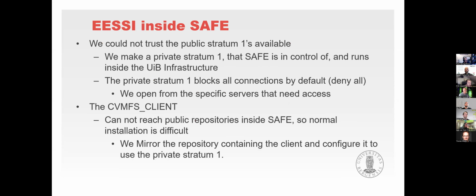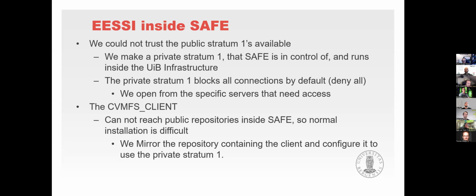So how do we get EESSI inside SAFE? A decision was made that we could not trust the public Stratum 1s that are available, and we cannot use the public Stratum 1s. So we take our Linux box and we install a private Stratum 1 on it, which is a replica of the public Stratum 1 that we are in control of and that runs inside the UIB infrastructure.